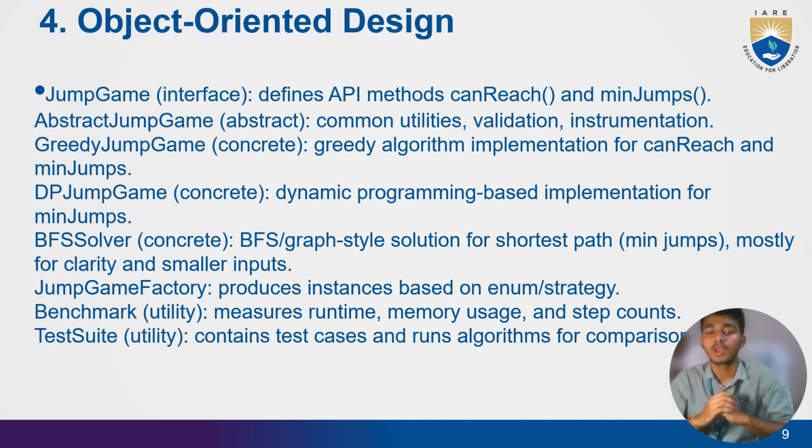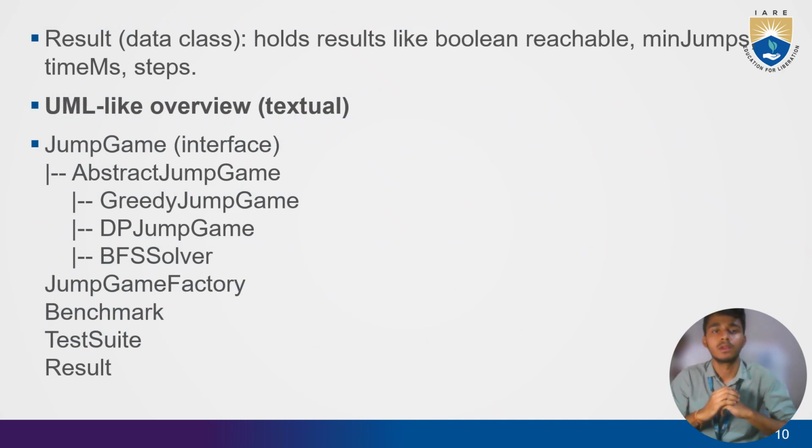JumpGameFactory produces an instance based on an enum of strategies. Benchmark measures runtime, memory usage and step counts. TestSuite contains test cases and runs the algorithms for comparison. Result is a data class that holds results like boolean reachable, min jumps, time in ms, and steps. UML-like overview: JumpGame, AbstractJumpGame, GreedyJumpGame, DPJumpGame and BFSSolver; JumpGameFactory, Benchmark, TestSuite and Result.